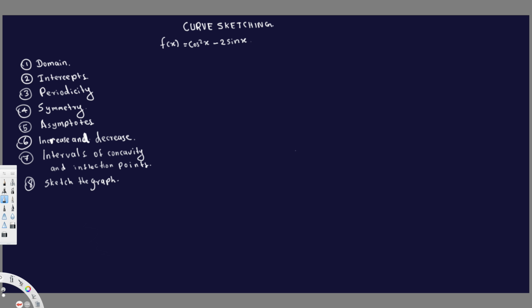So first of all, we have to state the domain for this function. If you see, the domain can be any real numbers because you can put any x values. So the domain is any real numbers.